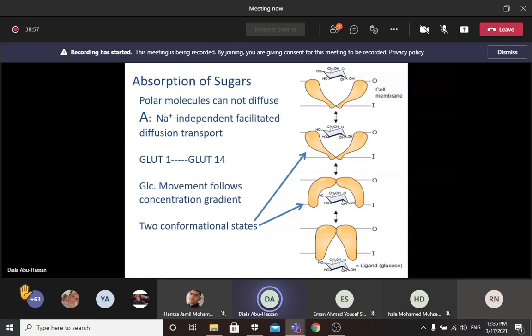These are abbreviated as GLUT, yani like glucose transporters, from number 1 to number 14, and they have different characteristics, and we'll take some examples in a minute.